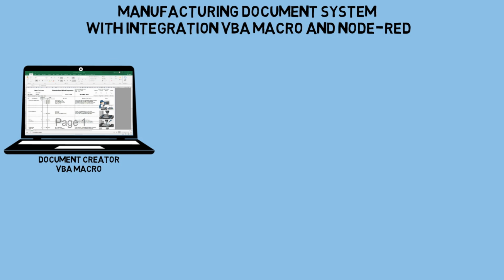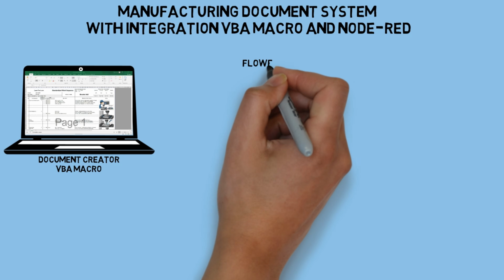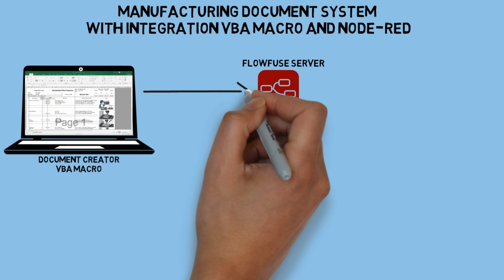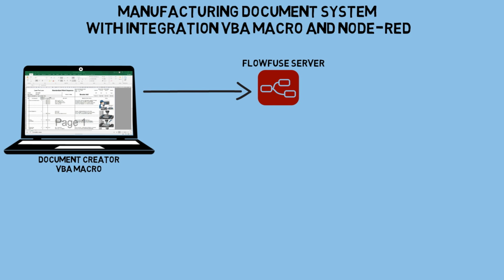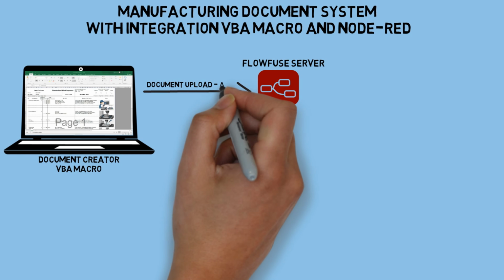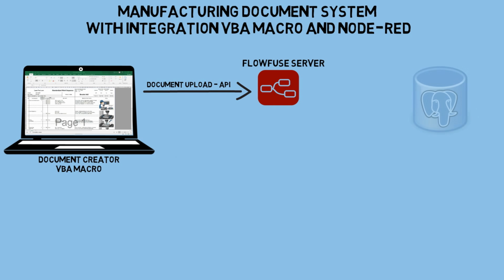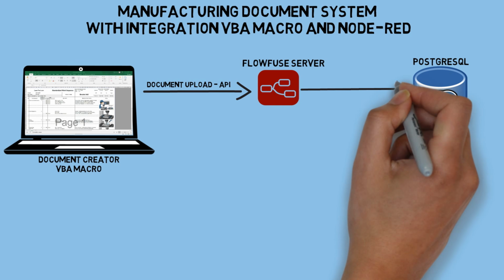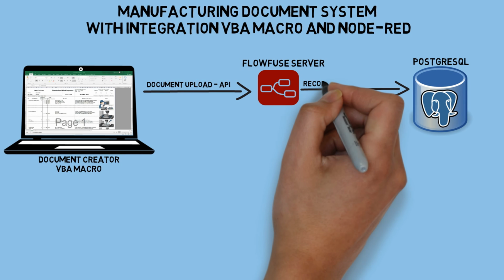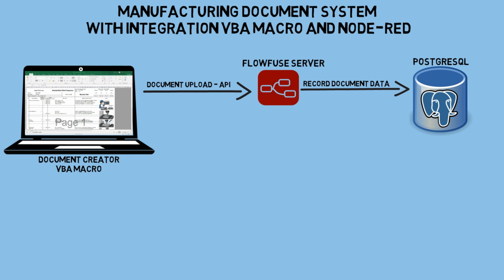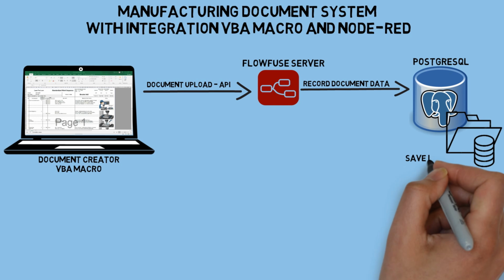I use a Node-RED instance hosted on a FlowFuse server, which acts as a REST API server. The VBA macro uploads the document through REST API communication using HTTP POST requests. Next, Node-RED receives the document data sent from the VBA macro, including the image file, and then stores the document record in the PostgreSQL database. The document preview is also stored in FlowFuse storage in image format.